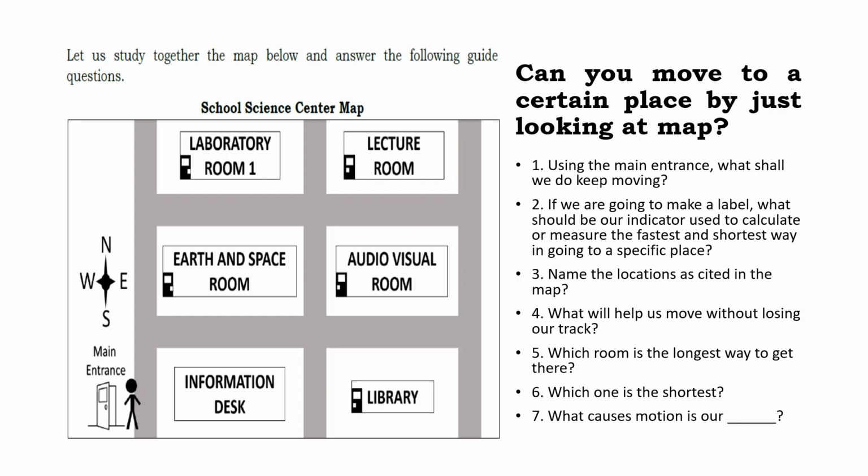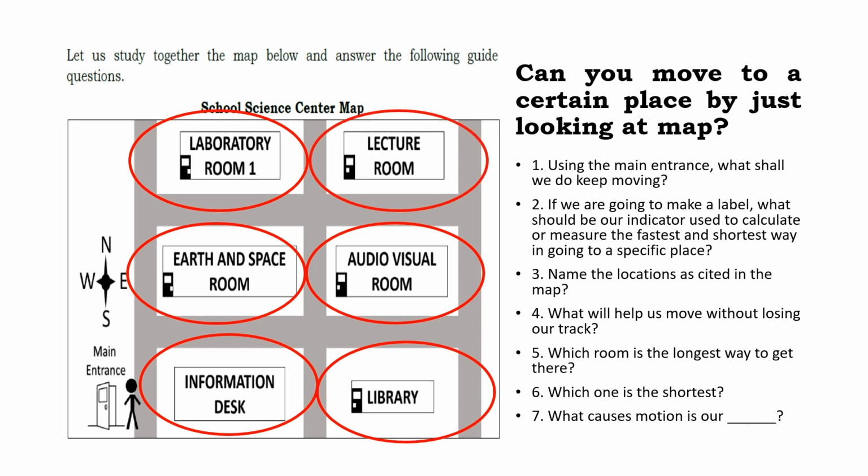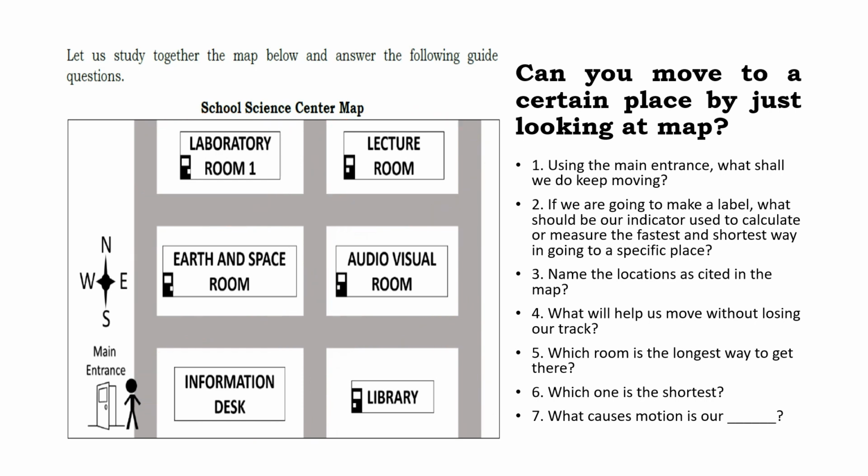On this page, we're going to name the locations cited on the map. Everyone, please read. The information desk, the library, the Earth and Space room, the audiovisual room, the laboratory room number 1, and the lecture room. What will help us move without losing our track? Very good. And the answer is following direction that points out from north to south and from east to west.